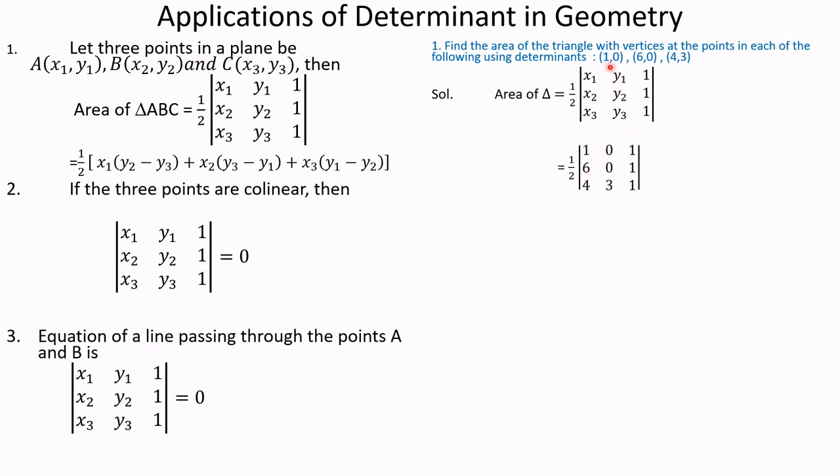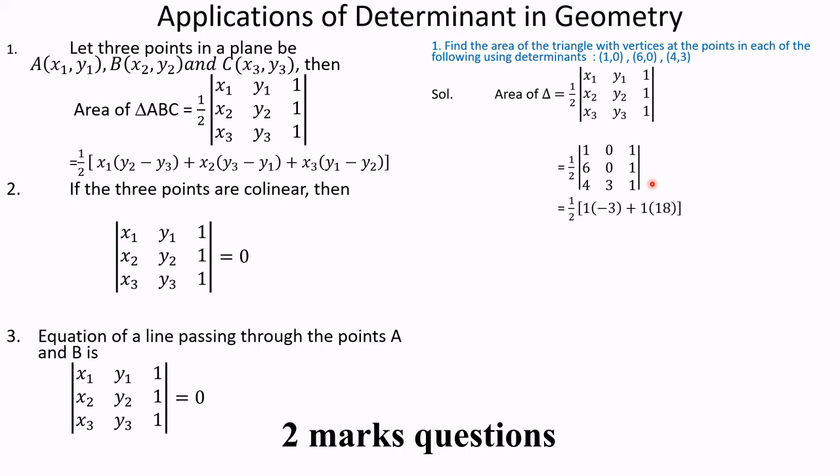Half into, given x1 is 1, so you put it. Y1 is 0, and 1 is as it is. X2 is 6 and y2 is 0 and the last one is same, and x3 is 4 and y3 is 3 and 1. So it is substituted. We have substituted in this determinant the values of x1, y1, x2, y2, x3, y3. Therefore, we have to expand it from row 1.